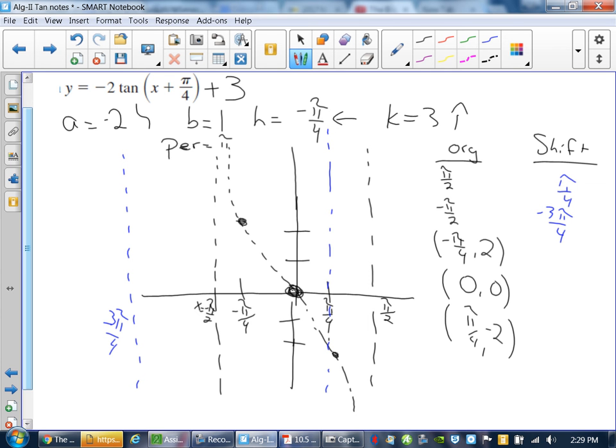So now, I know that between negative 3 pi over 4 and pi over 4 is a whole pi. What's halfway between those two? Negative pi over 4. There's going to be my new origin. Or basically take this and subtract pi over 4. And then I move it up 3. So I'll start here.